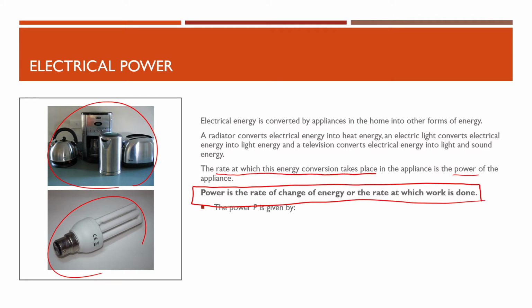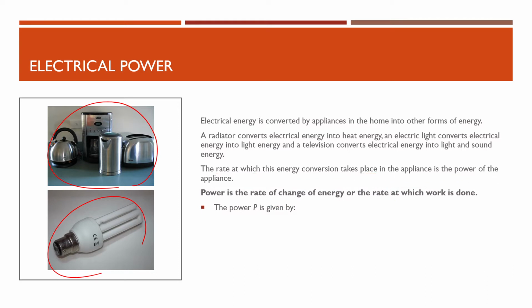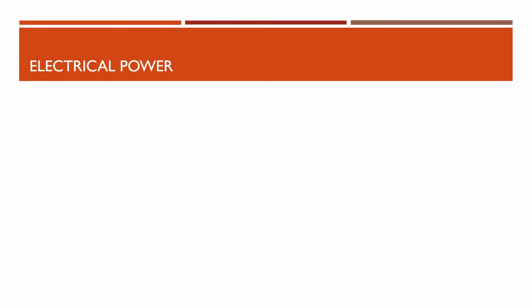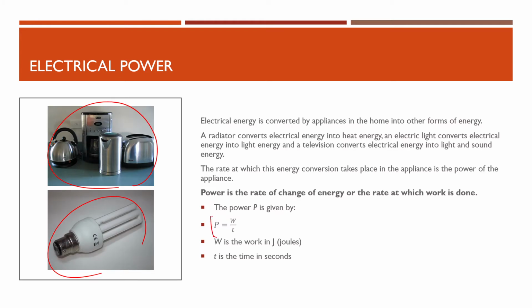And power P is given by this little equation. W is work done in joules, it's energy, divided by time in seconds. So I would copy that down in your equation sheet. P equals W over T. Time should already be there. Work, I think, should already be in there. Chuck it in if it's not in your topic 2 equation sheet. And P is power.